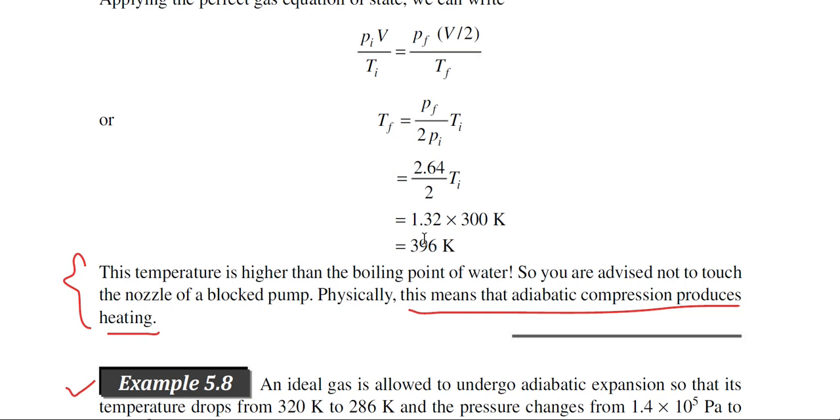Now, you see what 396 Kelvin is? This particular temperature is higher than the boiling point of water, because what is the boiling point of water? 373 Kelvin is the boiling point of water. This particular value is 396 Kelvin, so this temperature is very high. You are advised not to touch the nozzle of a blocked pump. At the nozzle, the temperature will be highly increased, so we are advised that we should not touch that.